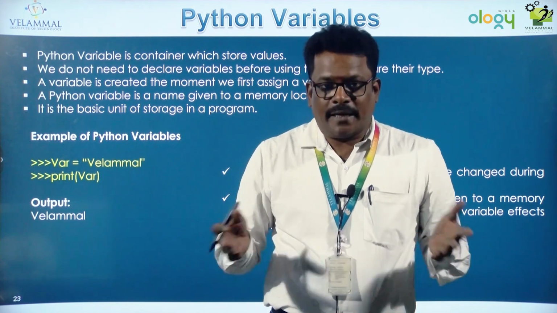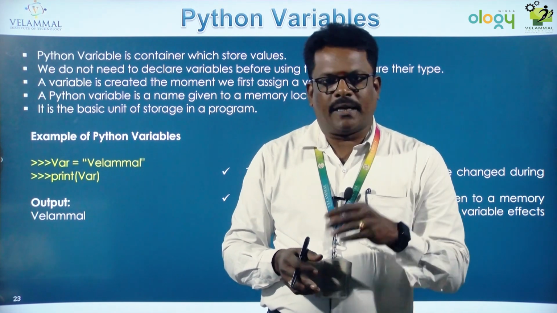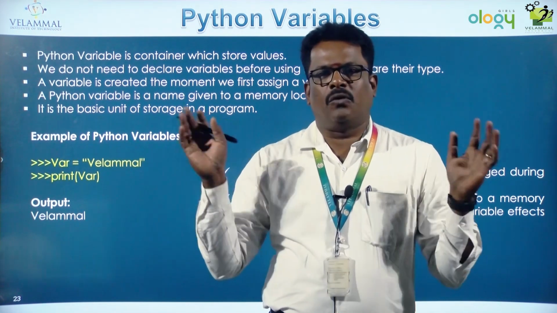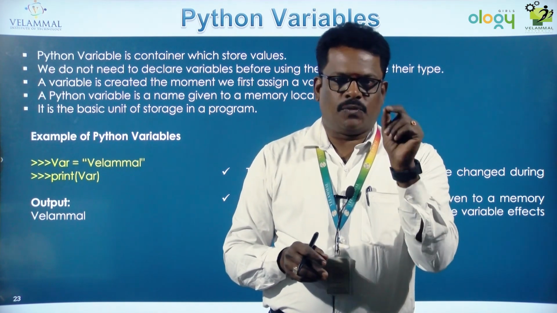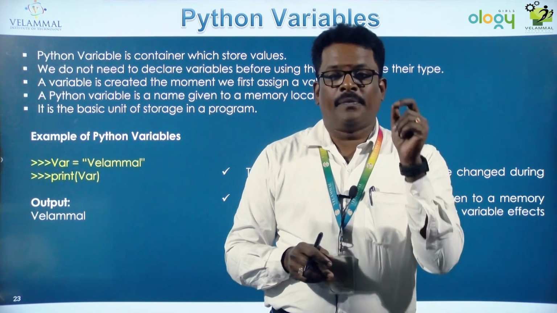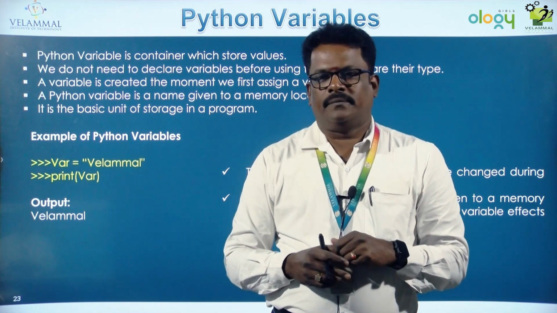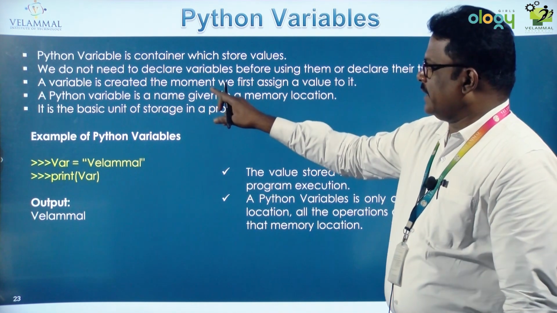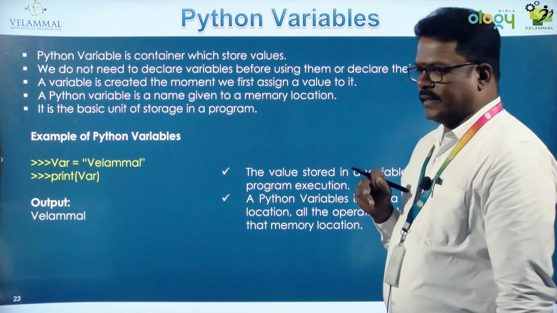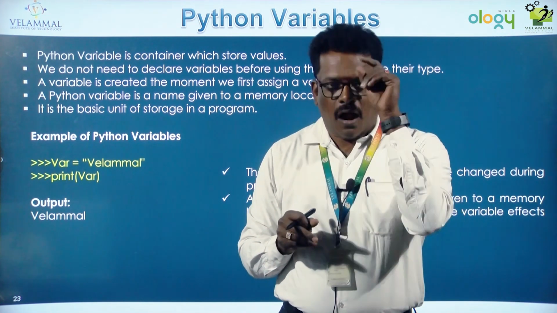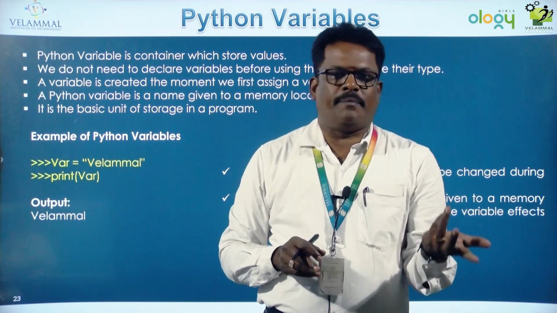Okay? But in Python, there is no need to tell the data type, no need to declare, straight away A equal to 10. Python automatically assumes that A is a variable and it is going to hold integer type data. A variable is created the moment we first assign a value to it. A equal to 10. At that moment, the variable will be created. Before that, it has not been declared.